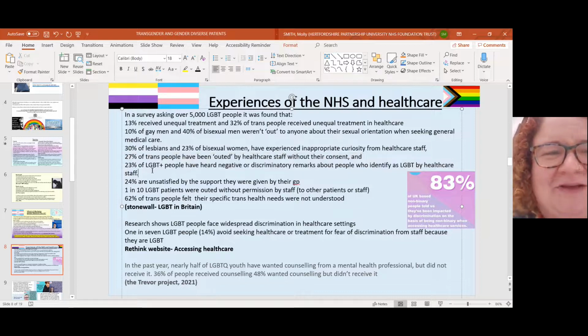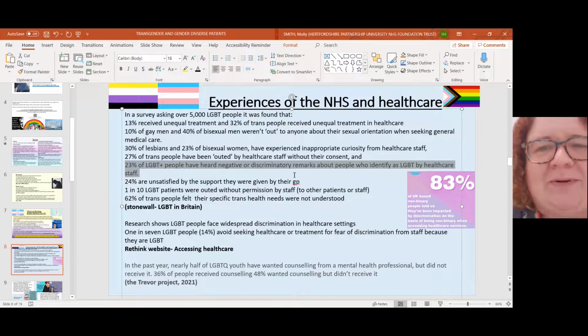And imagine this, you've come to get treatment from the NHS or a different healthcare setting, and then you're hearing them talk in horrible ways about people in your community. How put off would that be to then help you access healthcare? I wouldn't want to go to a service where people are being discriminatory and saying disgusting things.